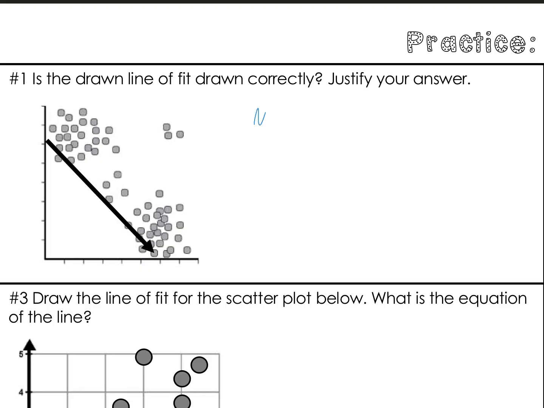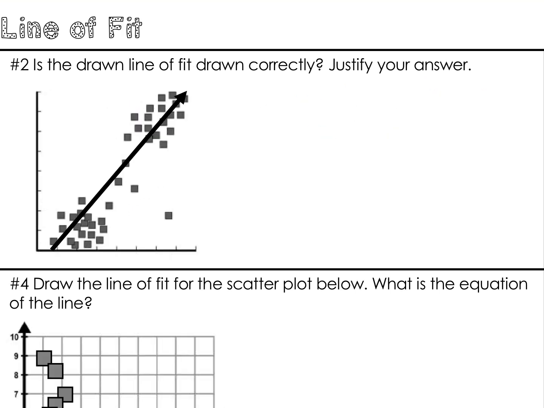Number 1, is the drawn line of fit drawn correctly? Justify your answer. No, it is not drawn correctly. The reason why is because on this line, most of the points lie in the region above the line.